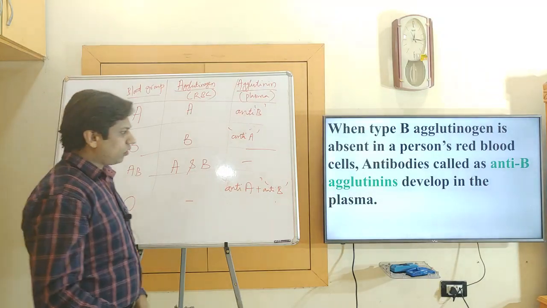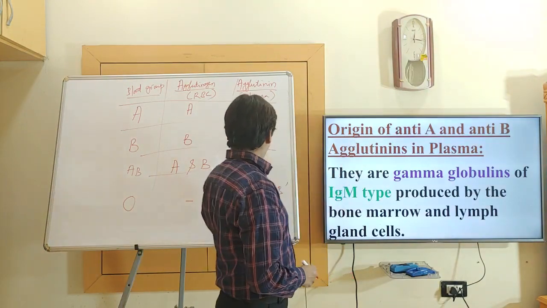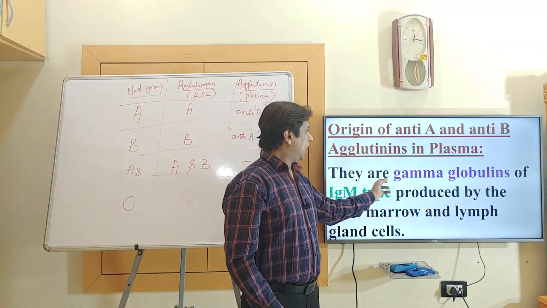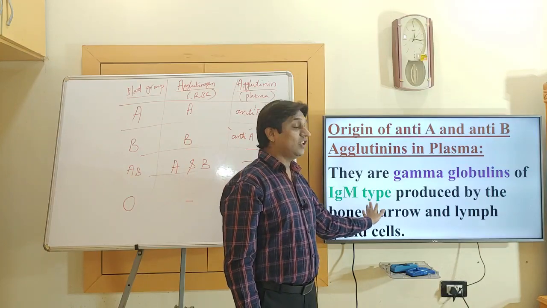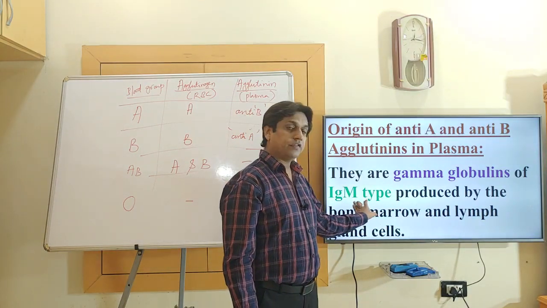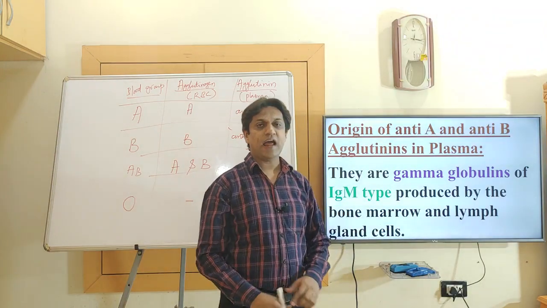Let's discuss the origin of these antibodies, anti-A and anti-B. Chemically they are gamma globulins of IgM type. Remember, IgM type will not cross the placenta. These are produced by the bone marrow and the lymph gland cells.